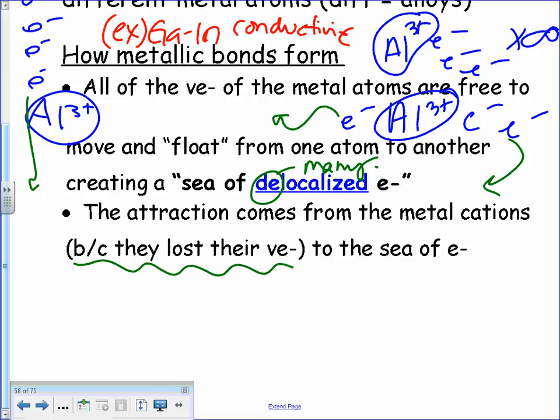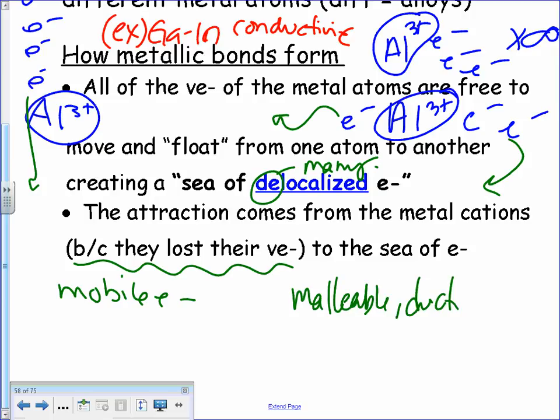These free electrons that are able to move are called mobile electrons. They move a lot. What are some properties you can think of from metals that we can relate to the mobility of their electrons? Malleability. What else? Malleable, ductile. What else? Luster doesn't really tell us about its electrons. It's just the way it looks. One more.